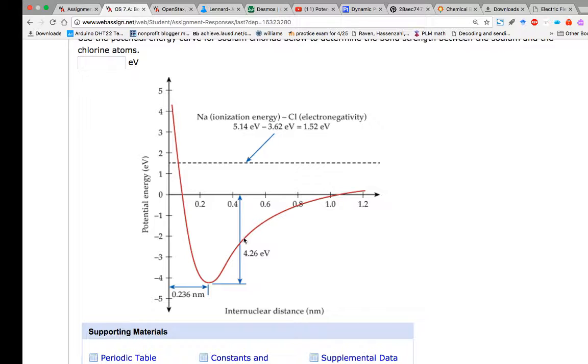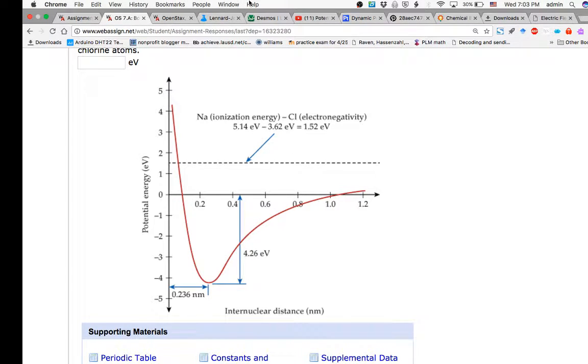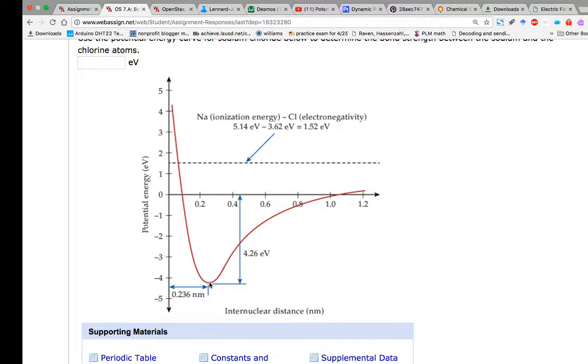Now, at the bottom of this graph, the atoms have released all the energy that they can. So at this bottom quantity right here on the y-axis, what is this? Negative 4.26. So from 0 down to negative 4.26. That signifies a 4.26 electron volt release of energy. So that's the bond enthalpy. That's how much energy is in this bond. Okay.